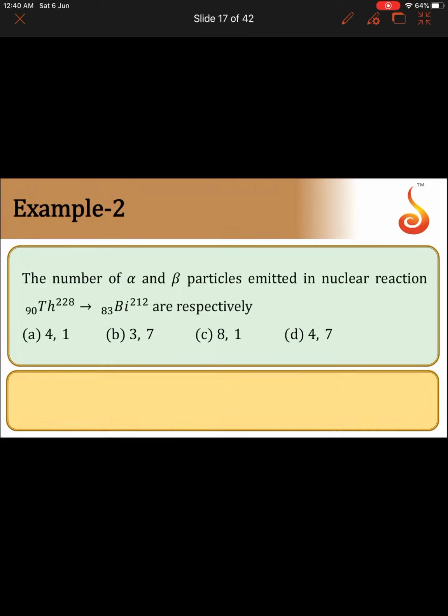The number of alpha and beta particles emitted in a nuclear reaction. How to calculate the number of alpha and beta particles emitted in this nuclear reaction, that is, thorium 228, 90, gives rise to bismuth 212, 83. How many alpha particles are emitted and how many beta particles are emitted?